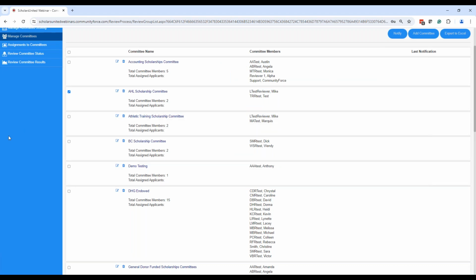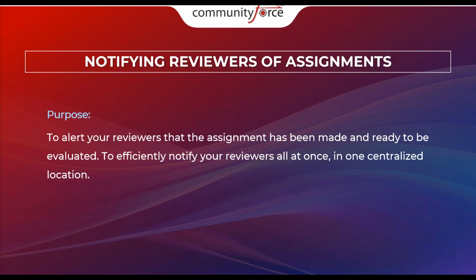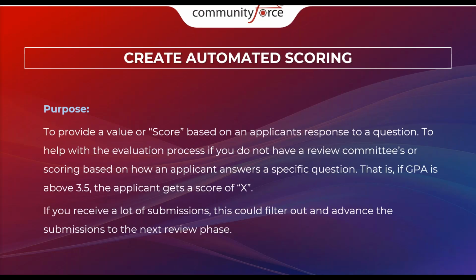Notify your committee members. Now, the final thing we want to talk about is how to create automated scoring. So first of all, what is automated scoring? So automated scoring is different from the rubric task that you give to reviewers. Automated scoring gives your applicants a score automatically in the system based on how they answered a specific question.